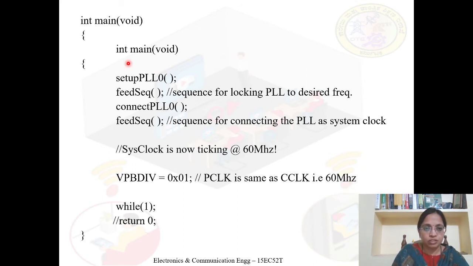So this is the main program. In the main program, first we set up the PLL, then we call the feed sequence function, then we connect the PLL, and after that once again we call the feed sequence function. Now let us see what these functions are doing: the setup function, the feed sequence function, the connect PLL function, and the feed sequence function.